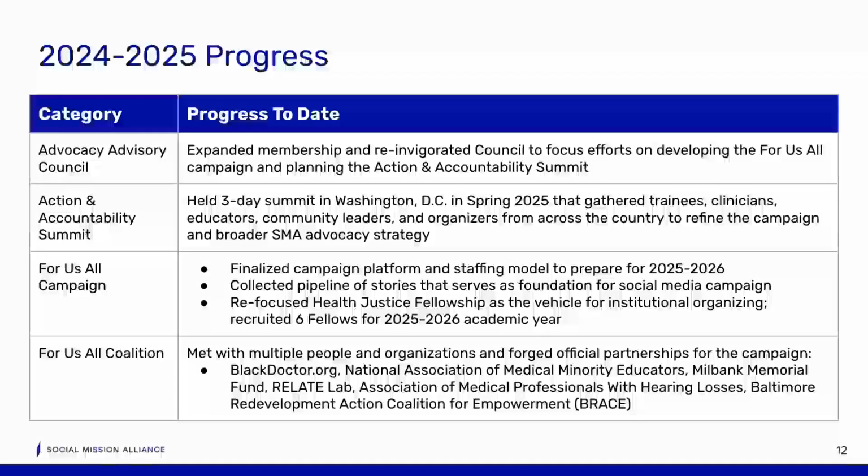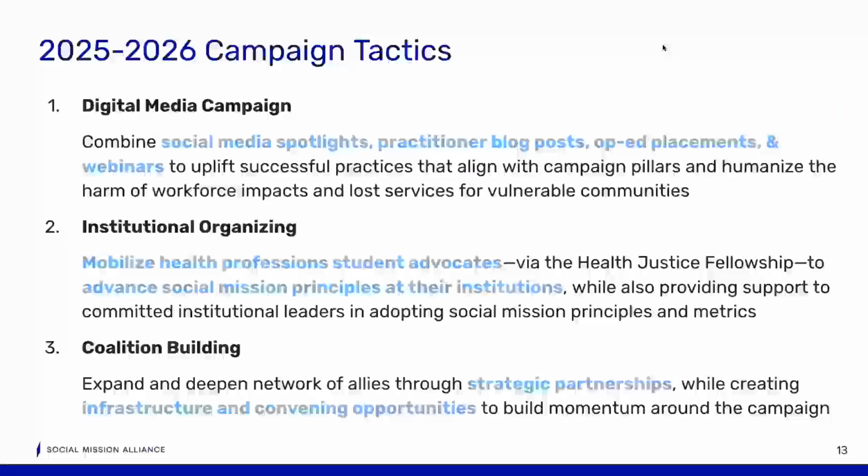Some of our partners are listed here, such as blackdoctor.org, the National Association of Medical Minority Educators, the Milbank Memorial Fund, Relate Lab, the Association of Medical Professionals with Hearing Losses, and the Baltimore Redevelopment Action Coalition for Empowerment, or BRACE. We will be working with these organizations on both our media narrative campaigns, as well as our institutional organizing. And I'm going to pass it off to Kayla Ringelheim to talk about the specific tactics.